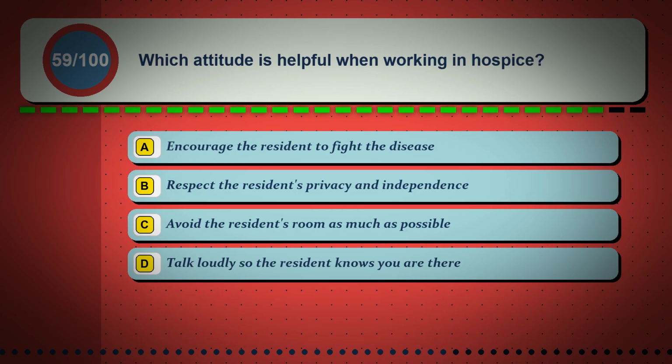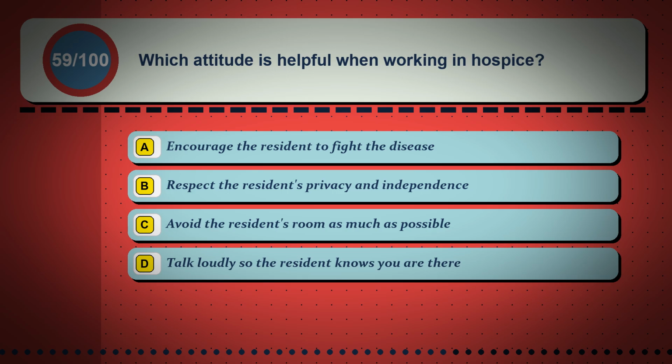Question 59. Which attitude is helpful when working in hospice? Option A. Encourage the resident to fight the disease. Option B. Respect the resident's privacy and independence. Option C. Avoid the resident's room as much as possible. Option D. Talk loudly so the resident knows you are there.